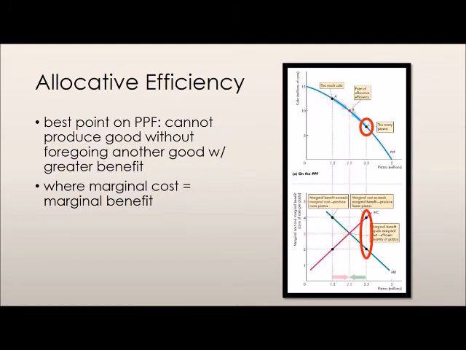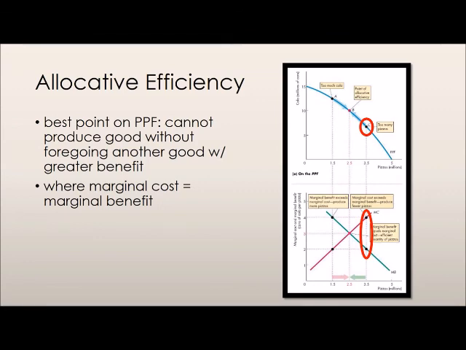The third point, at which 3.5 million pizzas are produced, is a point where the marginal cost of producing pizzas exceeds the marginal benefit. Pizza production costs more than people are actually willing to pay, so our resources would be better used if we produced less pizza.